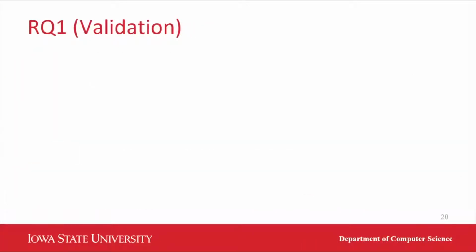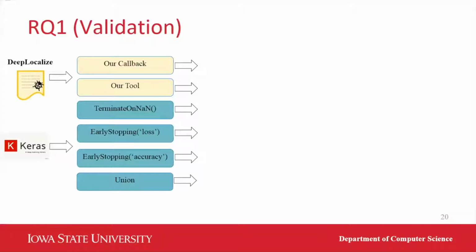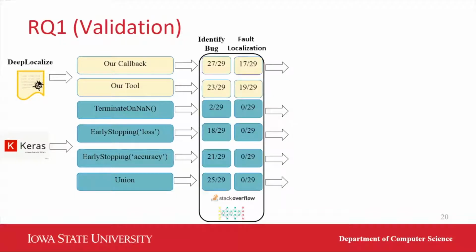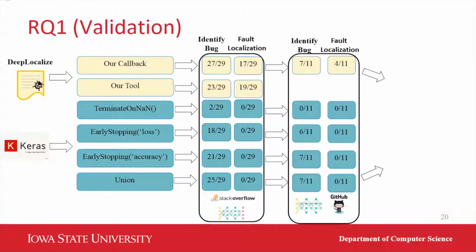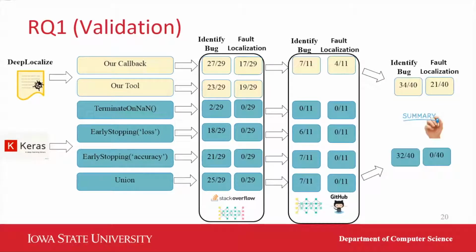To answer research question 1, we compared our fault localization approach, including the callback and transition mechanism, with the 3 Keras methods, using 29 buggy models from Stack Overflow and 11 buggy models from GitHub. The result shows that our callback is able to identify bugs for 34 out of 40 buggy programs, and determine precisely the layer or the parameter that causes the error for 21 out of 40.